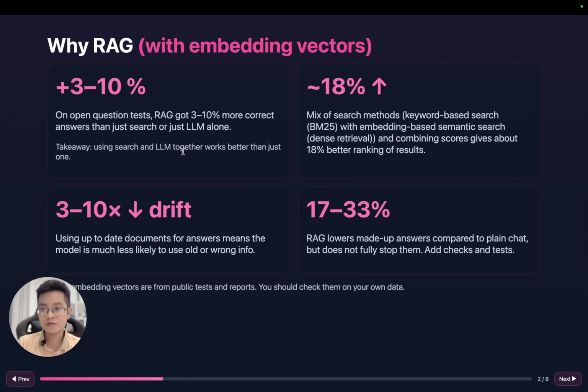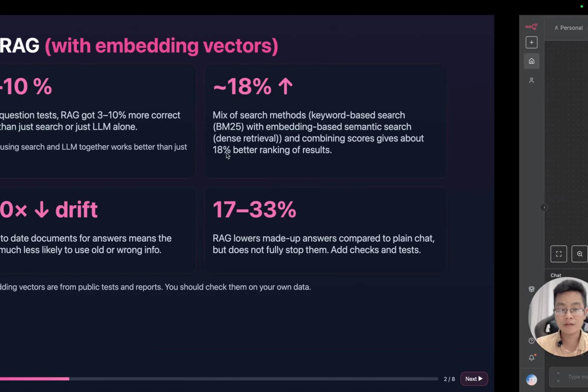And then using up-to-date documents for the answer, the model is much less likely to give you old or wrong information. So it reduces information drift. And even though RAG lowers made-up answers compared to plain chat, it does not fully stop them. So even if you apply RAG to your LLM workflow, you still need to check and test, right? It can be using another LLM to verify the answer, or maybe adding a human in to check. For example, just like what I showed you in the demo, right?